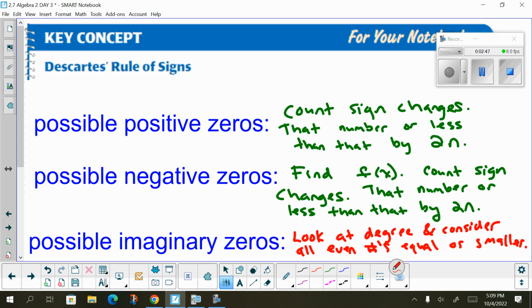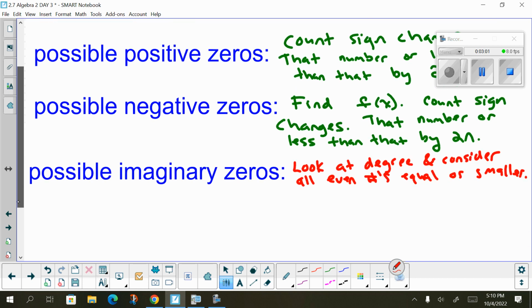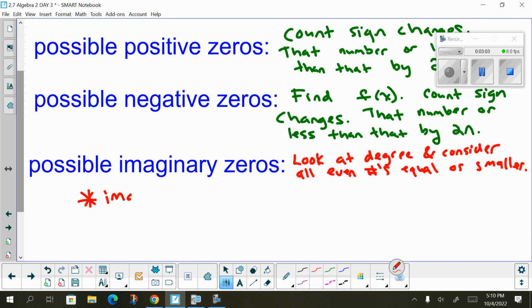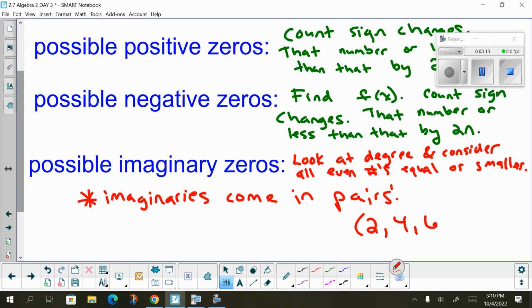The reason it has to be an even number is imaginaries come in pairs. So you could have 2 imaginaries, you could have 4 imaginaries, you could have 6 imaginaries, but you could never have 3, because you could never have an odd amount of imaginaries. Maybe I'll jot that down. Imaginaries come in pairs. So in 0, you could always have 0 imaginaries. That would be a possibility. So 0 is counting as an even number in this case.